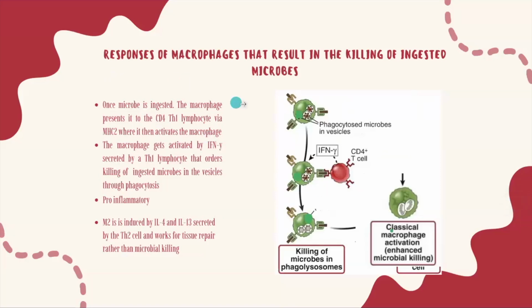Responses of macrophages that result in the killing of ingested microbes. Once the microbe is ingested by the macrophage, it presents it to the CD4 T helper cell via MHC2 peptide complex. Following this, the CD4 T helper lymphocyte secretes cytokines such as interferon gamma that command the killing of the microbes in the phagolysosome. This is also the classical macrophage activation.